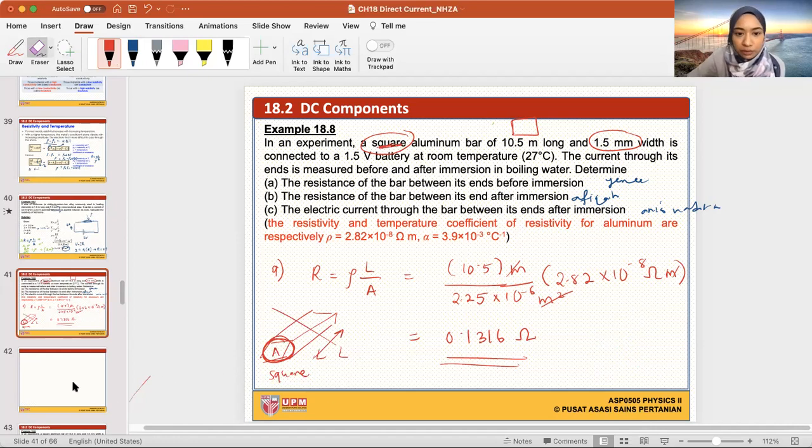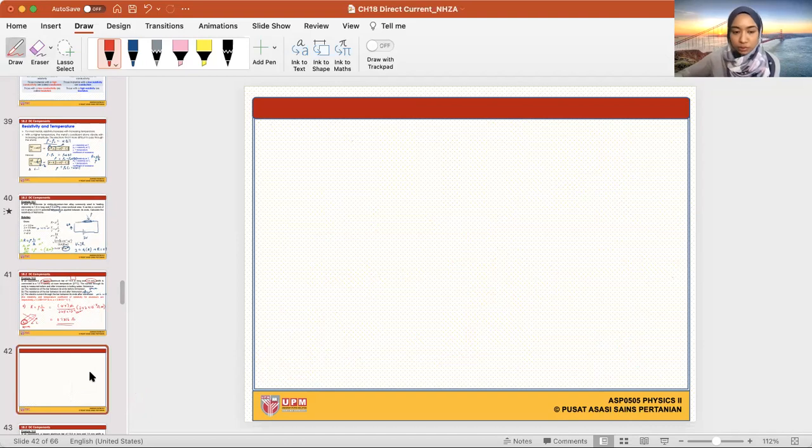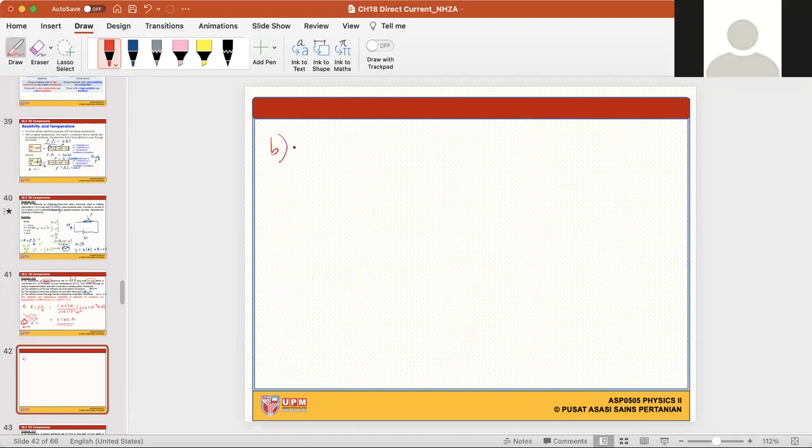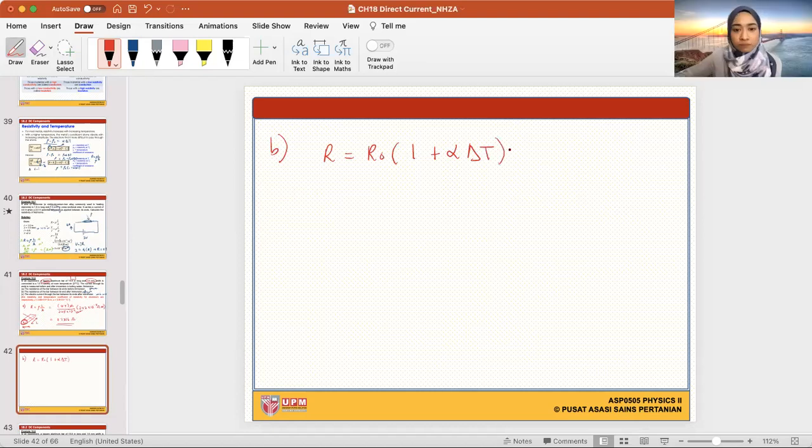Okay, and then moving on to B. B is Afika, the resistance of the bar between its ends after immersion. So what do you have for us, Afika? Okay. For the resistance after immersion, I use the formula R equal to R naught (1 plus alpha times delta T).